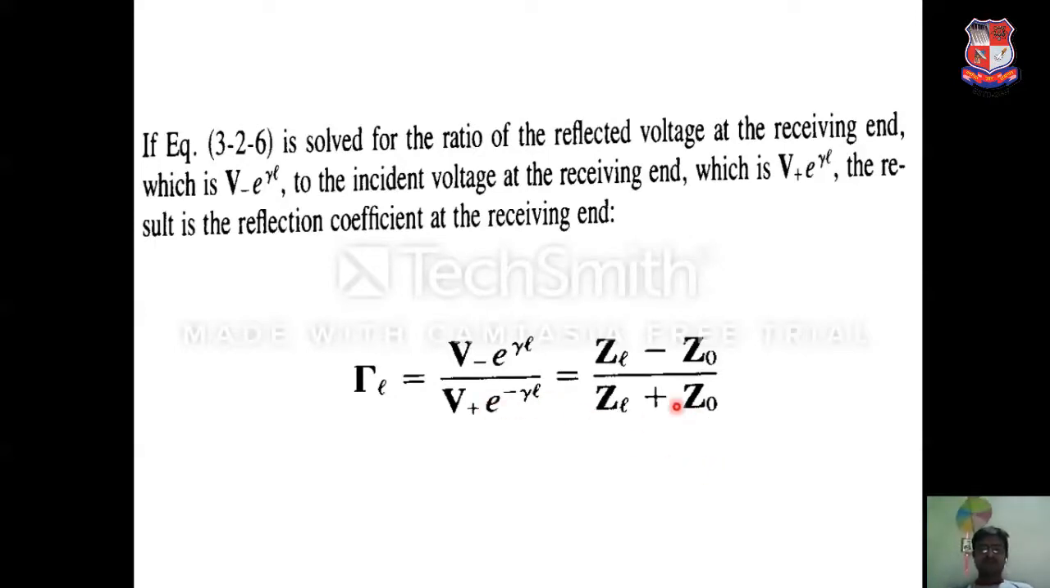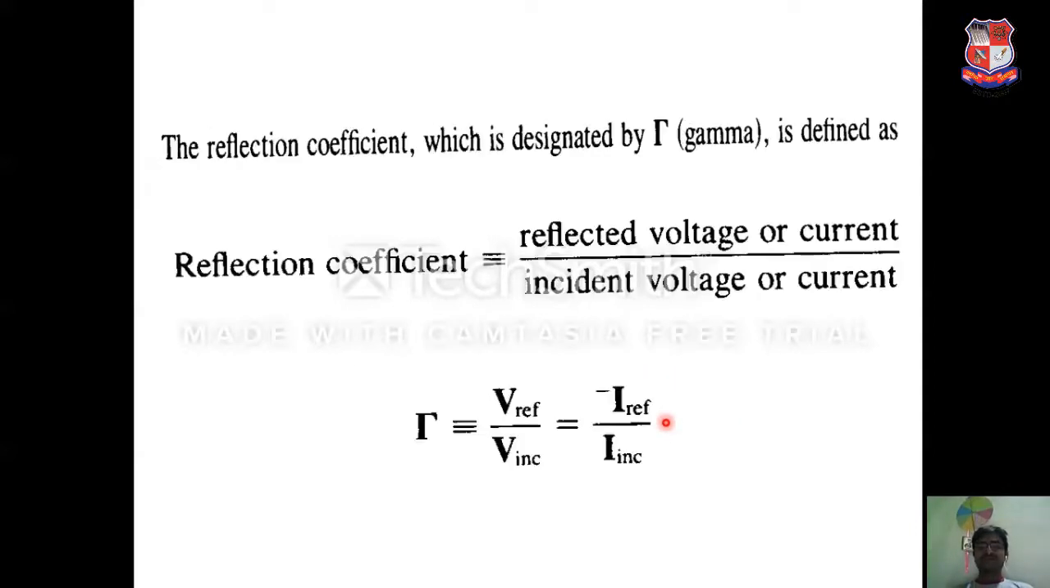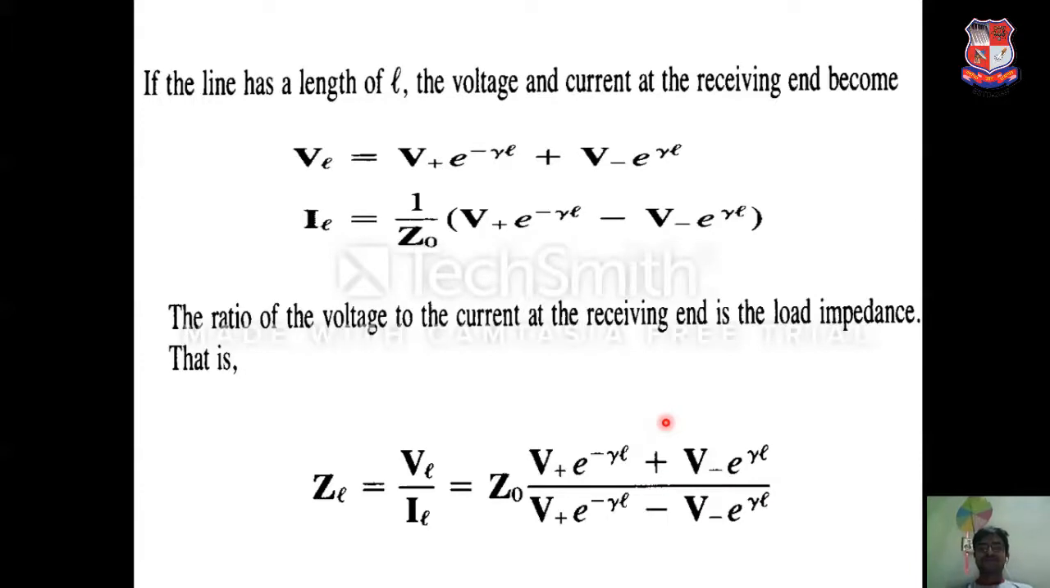So now this ratio we can define as V minus, the reverse voltage indicating the voltage offered by the reflected wave, to V plus, divided by V plus. So V minus into e raised to gamma L upon V plus into e raised to minus gamma L, which is equal to ZL minus Z0 upon ZL plus Z0. This equation we can write from simplification of our earlier equation.